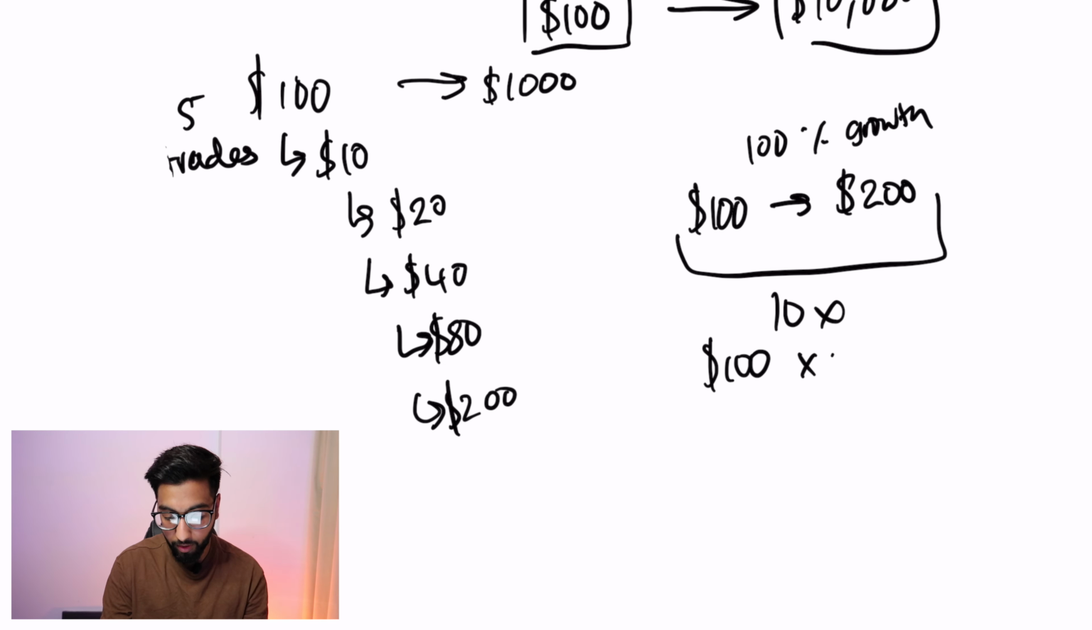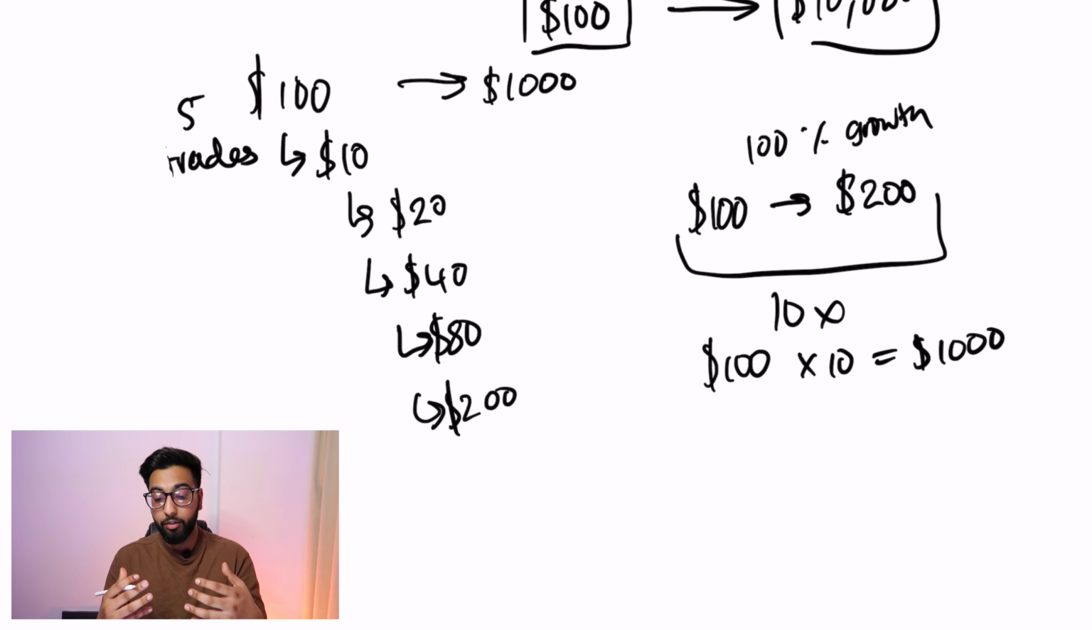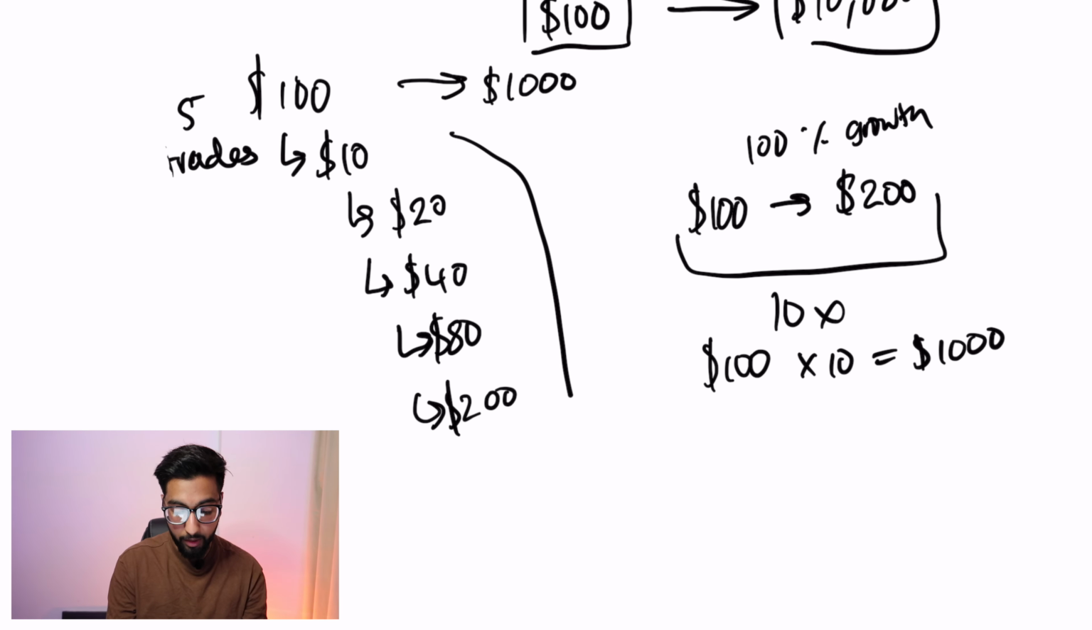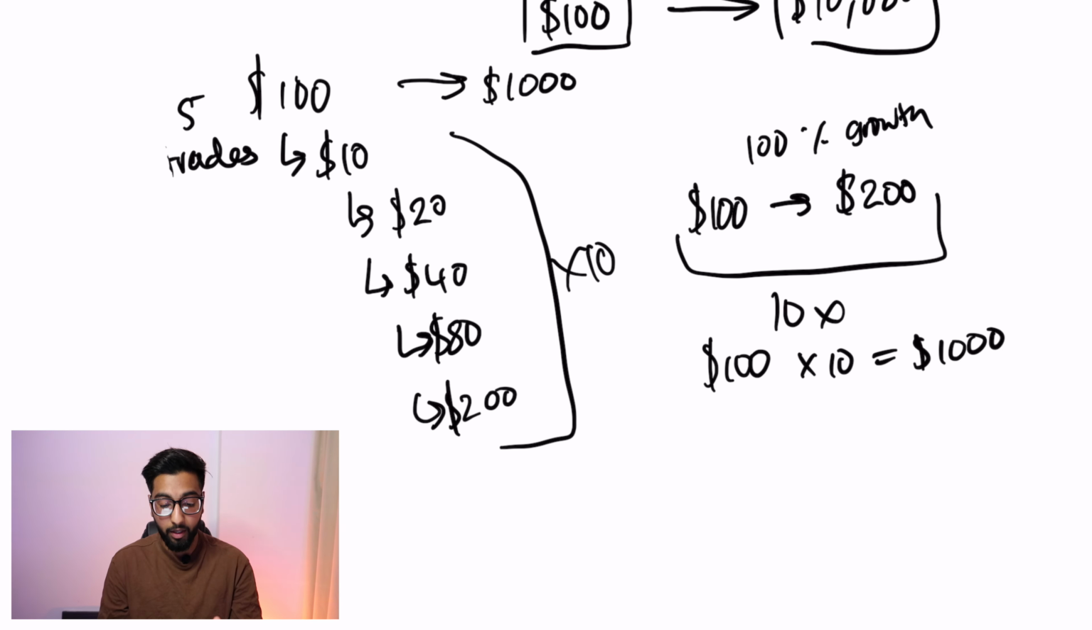$100 times 10 equals 1,000. And without even noticing, right, we've just made our first $1,000. All we had to do was just repeat this process times 10. That's all we had to do, guys. Okay, 10 times. So if this segment only took us a month, right, to get from 100 to 200, if that took us a month, it would take us 10 months to get from 100 to 1,000.